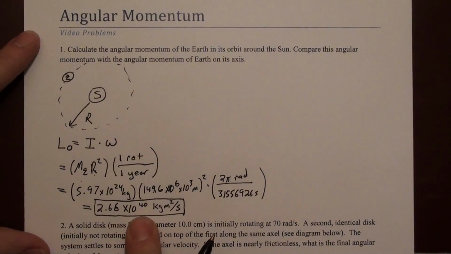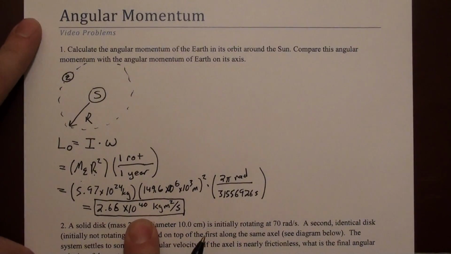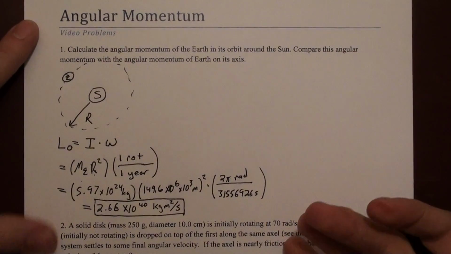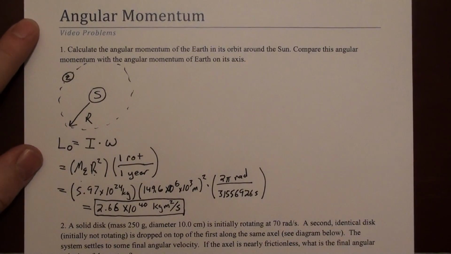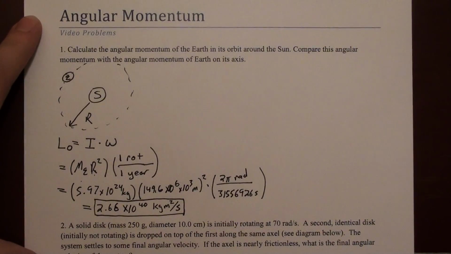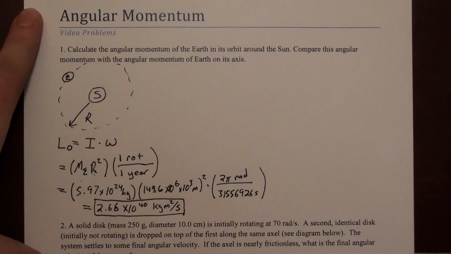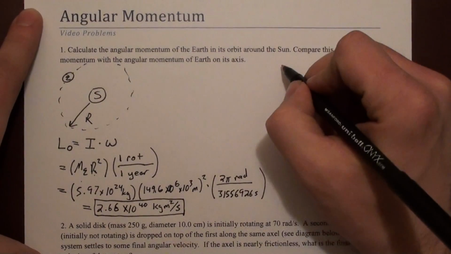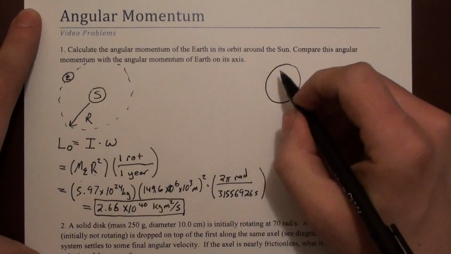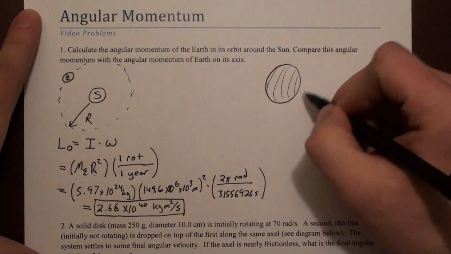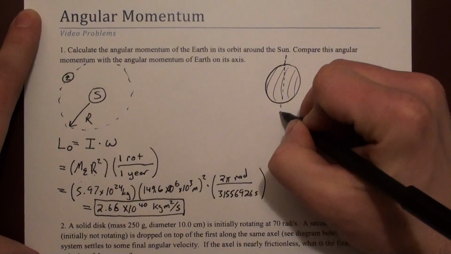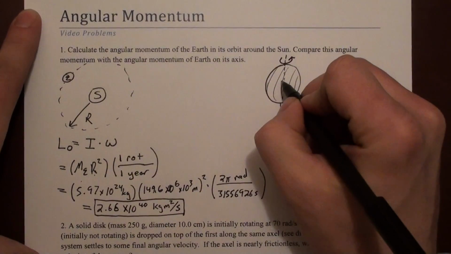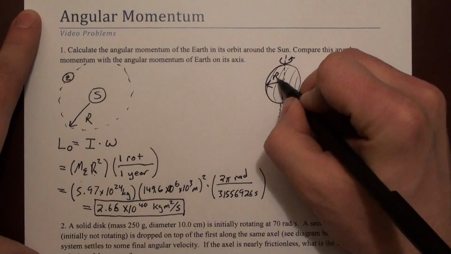That's a huge number compared to the things that we've calculated, like lab scale objects. But we expect it to be huge because we're talking about the Earth. Alright, so let's compare that to the Earth rotating, or spinning, on its own axis. We can draw it right here. So this is the Earth, and maybe that's the axis of rotation, and we're rotating around this, and we have some radius r.